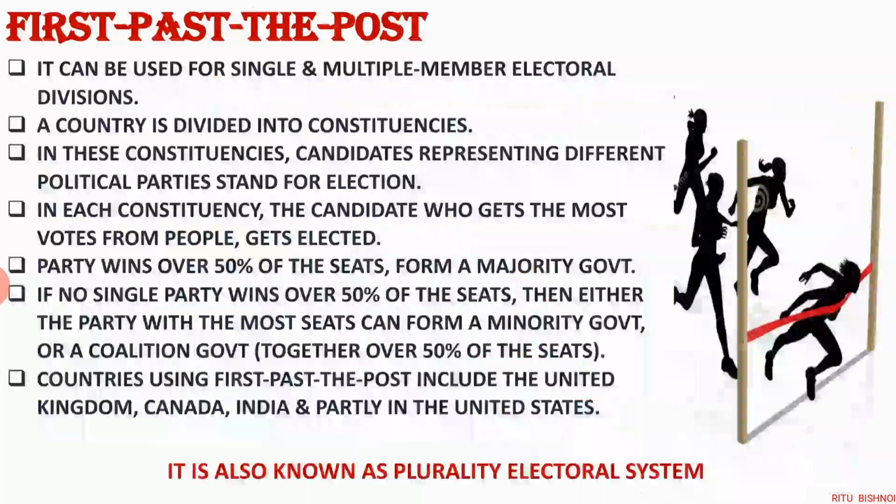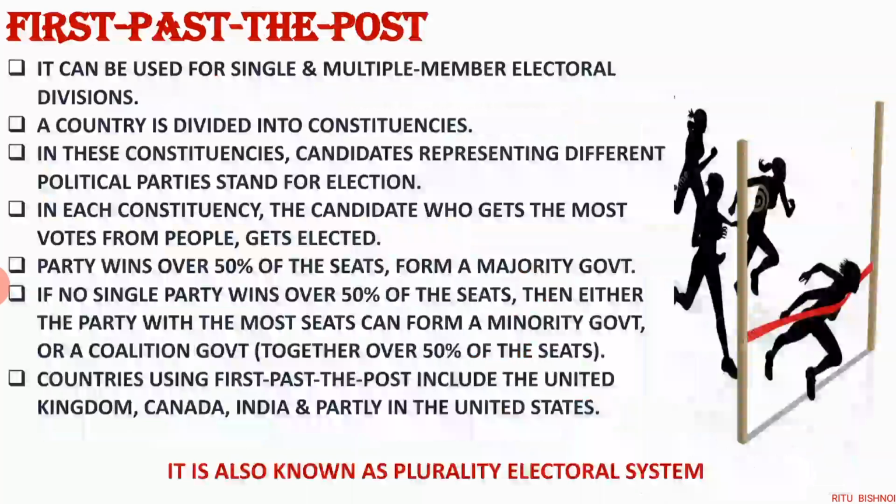In this system, a country is divided into constituencies. For example, India is delimited into 543 constituencies on the basis of population. In these constituencies, candidates usually represent a different political party. In the individual constituencies, the candidate who gets the most votes gets elected. If a party wins over 50% of the seats, it can form a majority government.